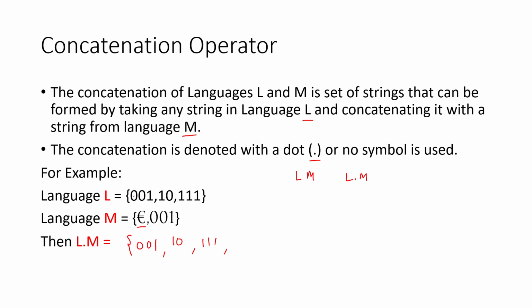Now you take these strings from language L and do the concatenation with 001. So what do you get? You get 001 and 001. So you write them like this, 001 001. That is this string followed by this string.